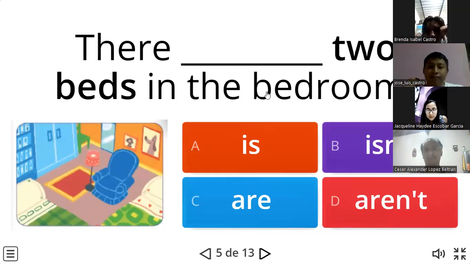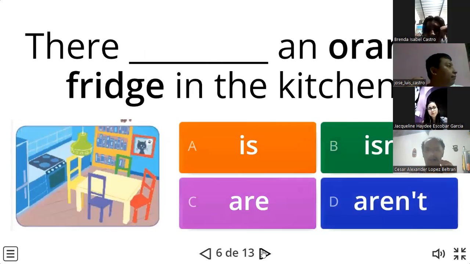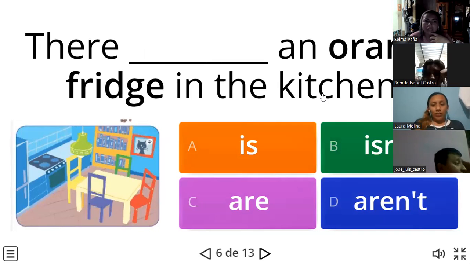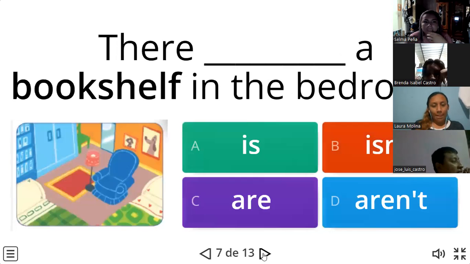Now, this one. Two beds. There are. Perfect. Are. Now this one. There is. Aren't. Is not. Isn't. Perfect. Very nice.